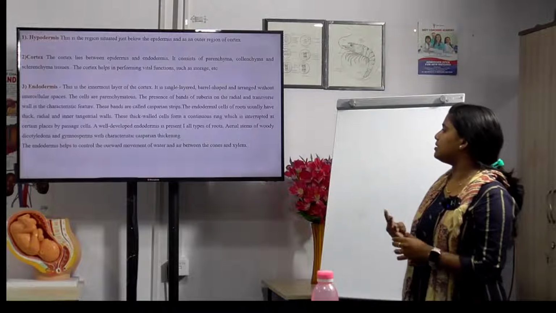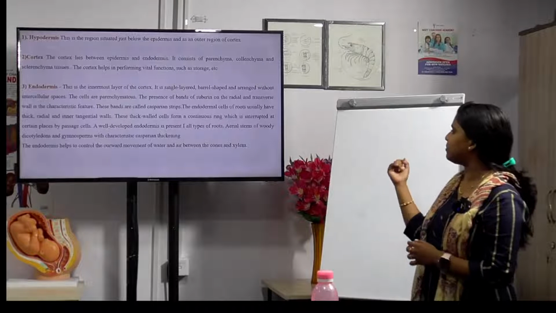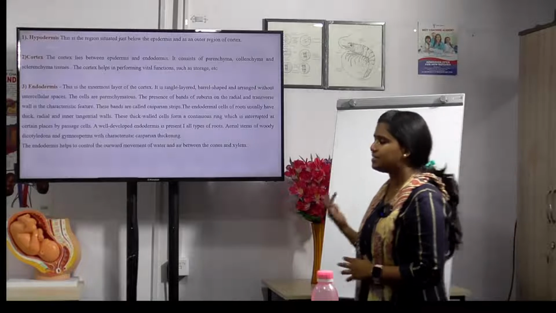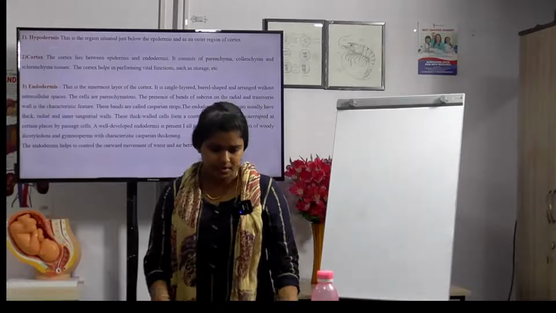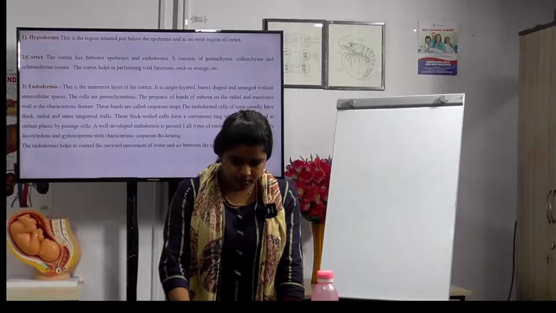A well developed endodermis is present in all types of roots, and in the aerial stem of woody dicotyledons and gymnosperms, with the characteristic Casparian strips. Okay, what are Casparian strips then? Casparian strips.